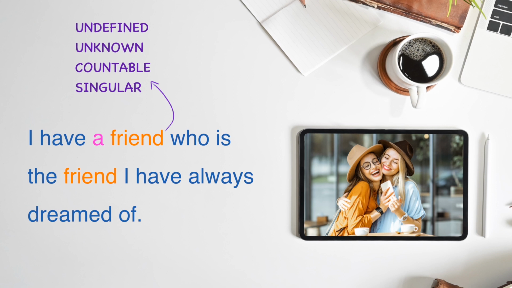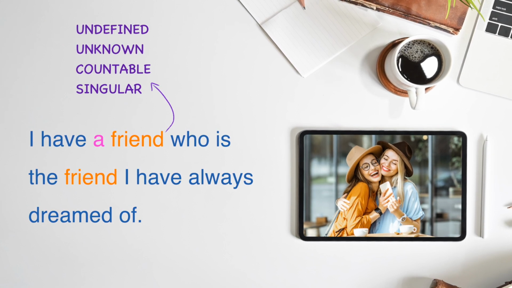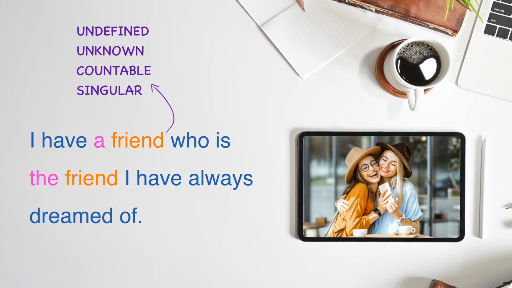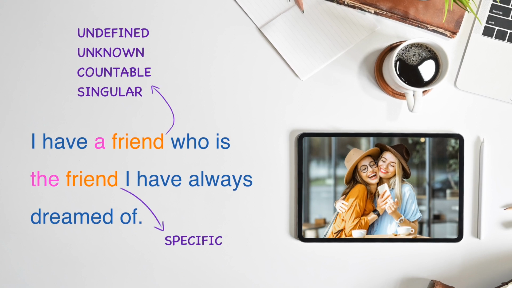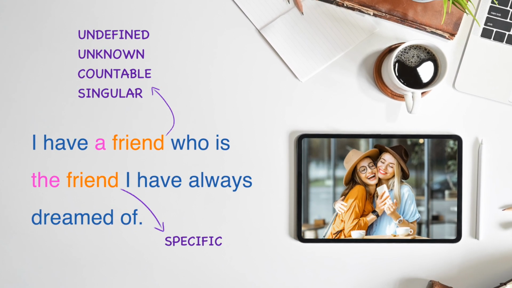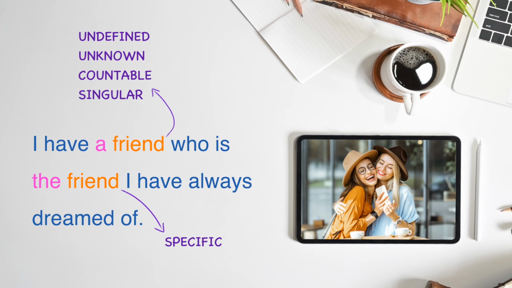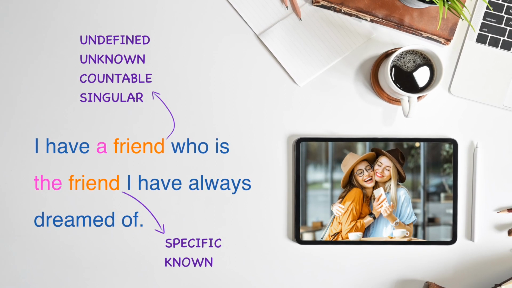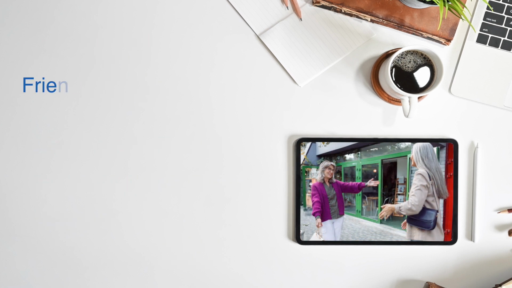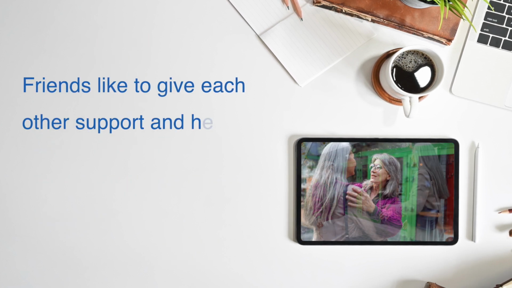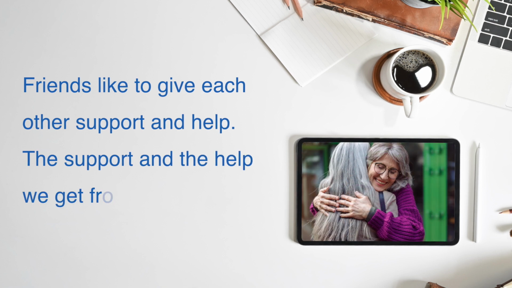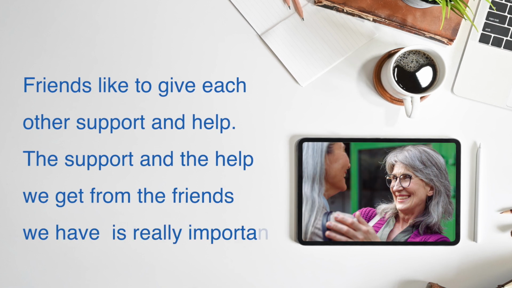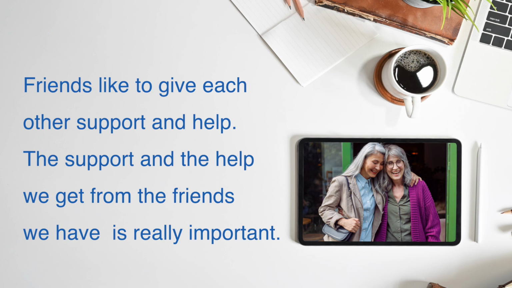And then for the second instance of friend, we use the, because friend is now the specific friend I have always dreamed of, and because it has already been mentioned, the noun friend is now known to us. Here's another example. Friends like to give each other support and help. The support and the help we get from the friends we have is really important.